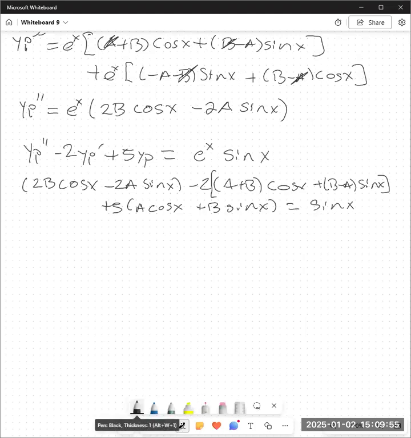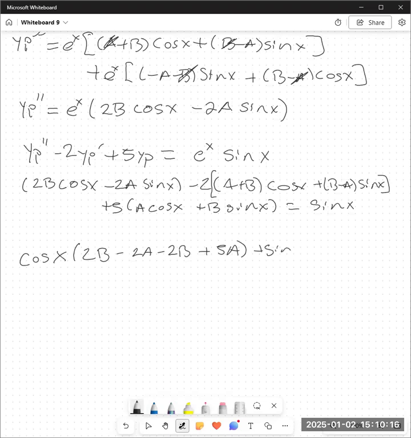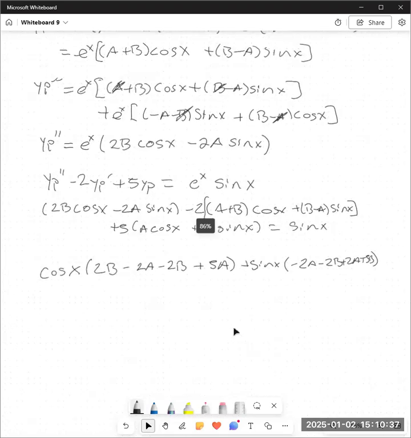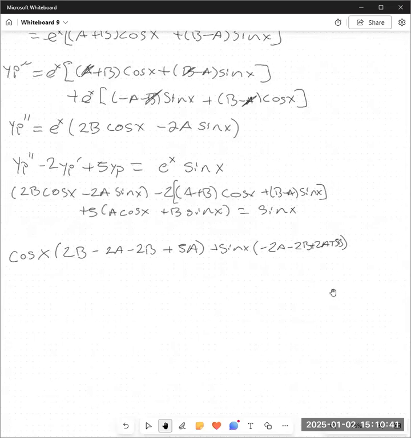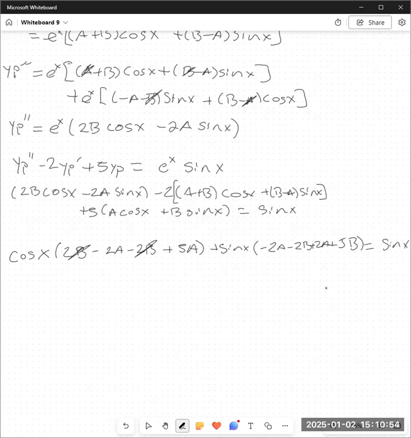So this is cosine x times 2b minus 2b minus 2a minus 2b plus 5a, and then sine x times negative 2a minus 2b plus 2a plus 5b equals sine x. So negative 2b and 2b cancel.